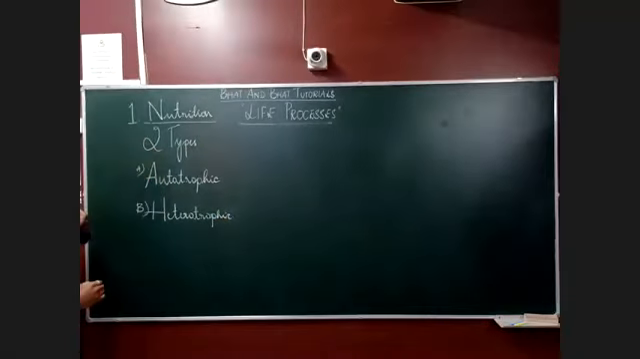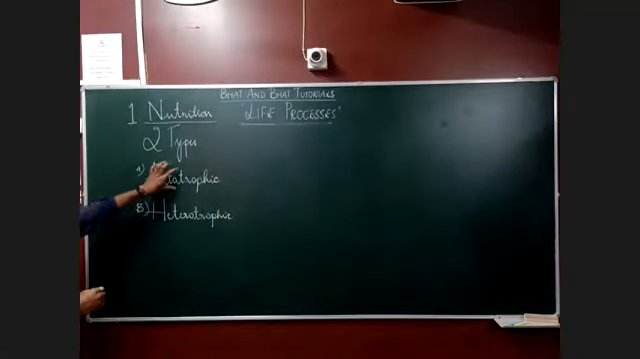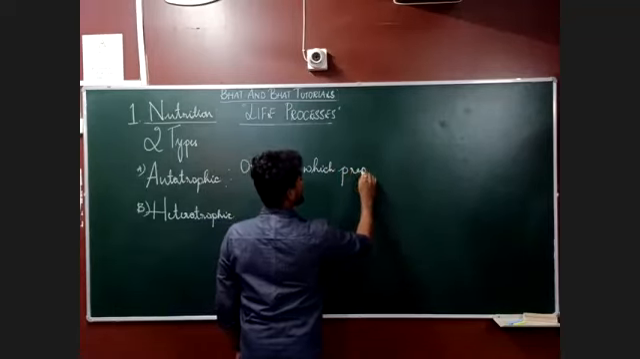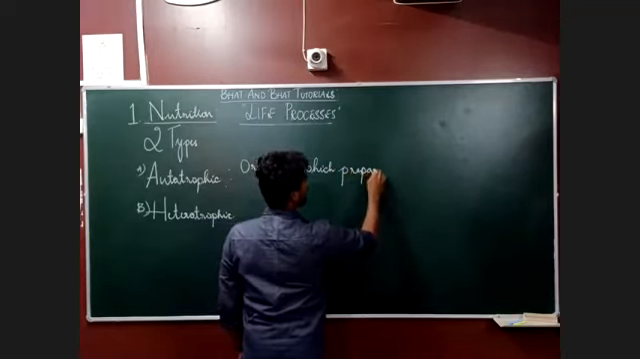So when it comes to nutrition, there are two types. The first one we call autotrophic, and the second one we call heterotrophic. Now, how do we define the terminology autotrophic? See, organisms which prepare their own food, we call it autotrophic.